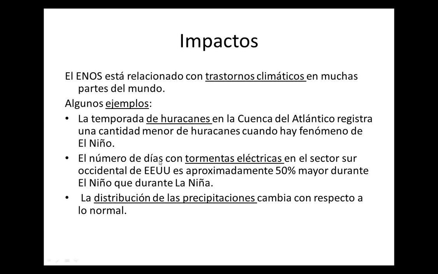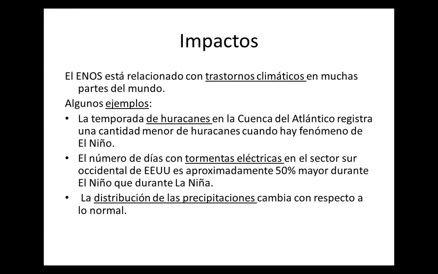Also, we have an increase in the number of electric storms in the southern part of the United States, which is 50% more during the time of El Niño. And then the distribution of precipitation changes. And this is the main factor that people see on the news every day.